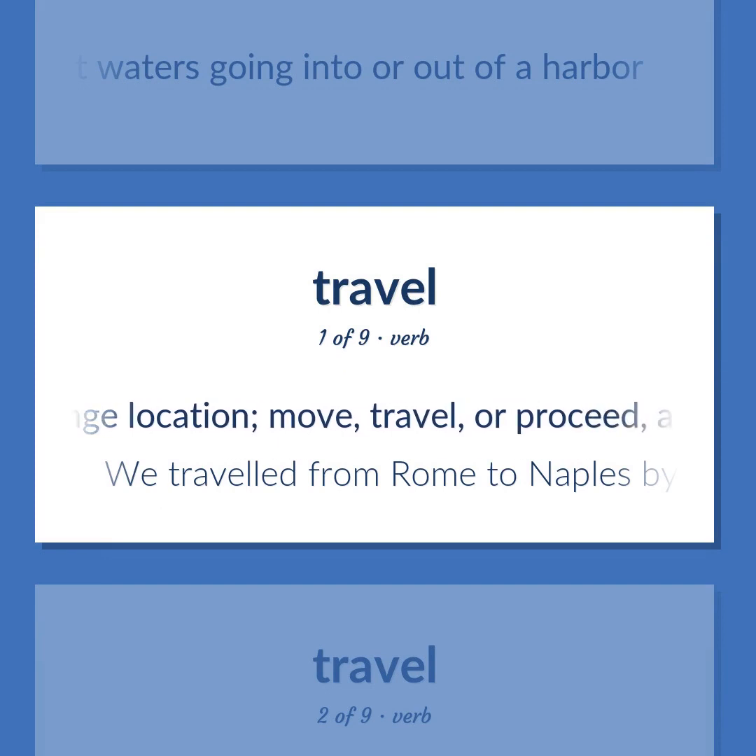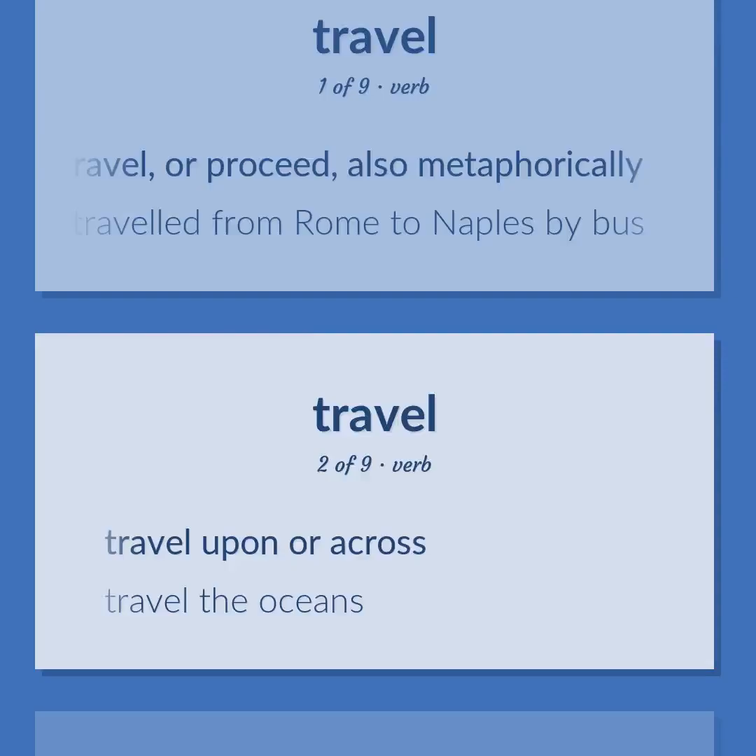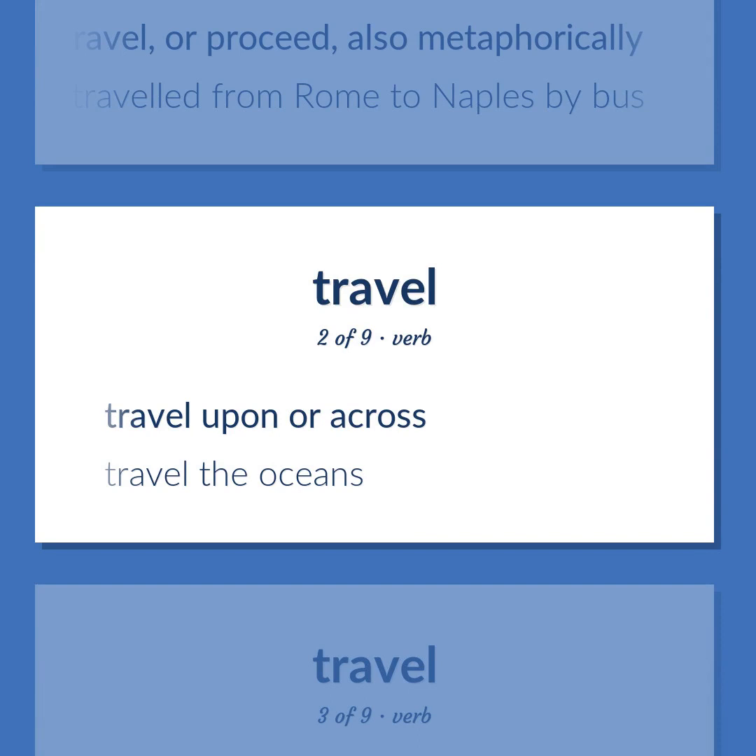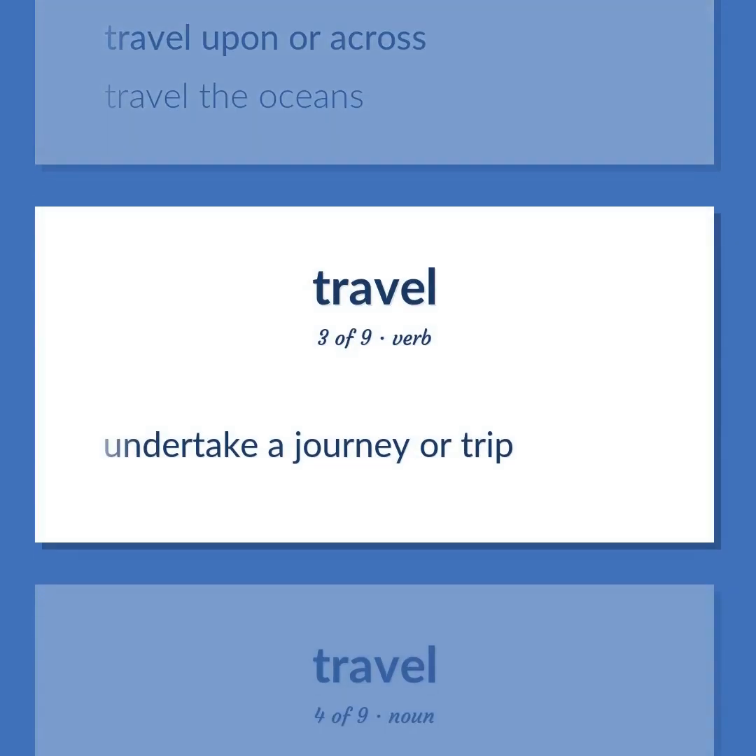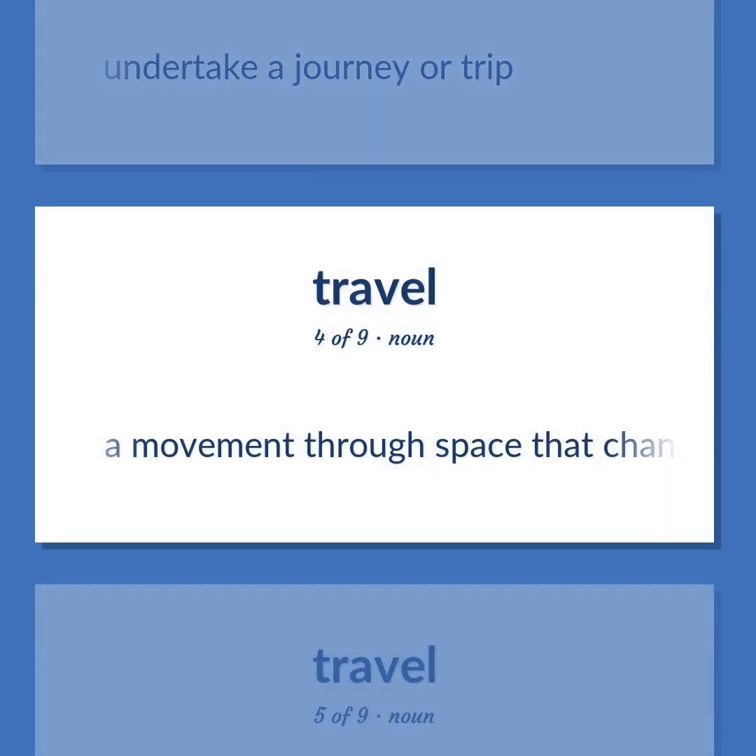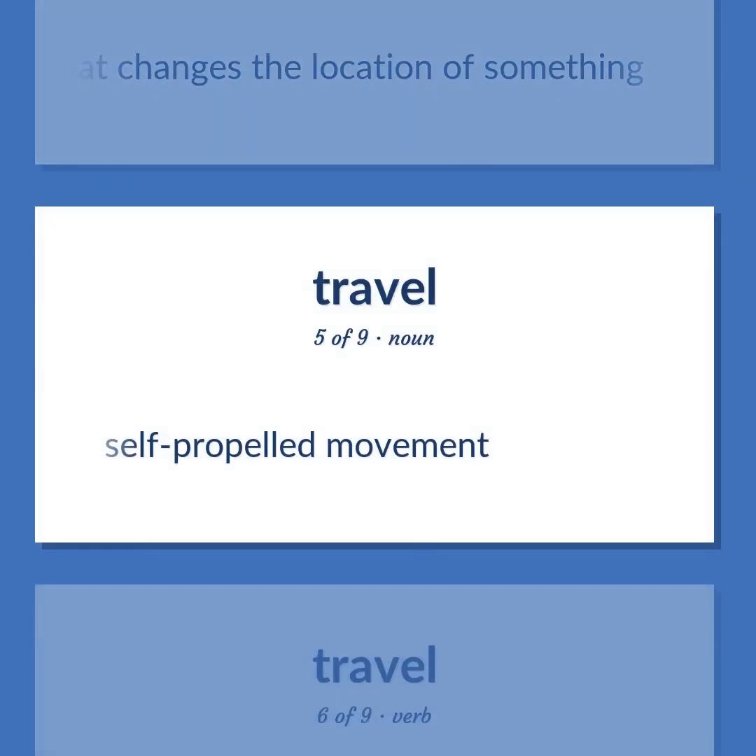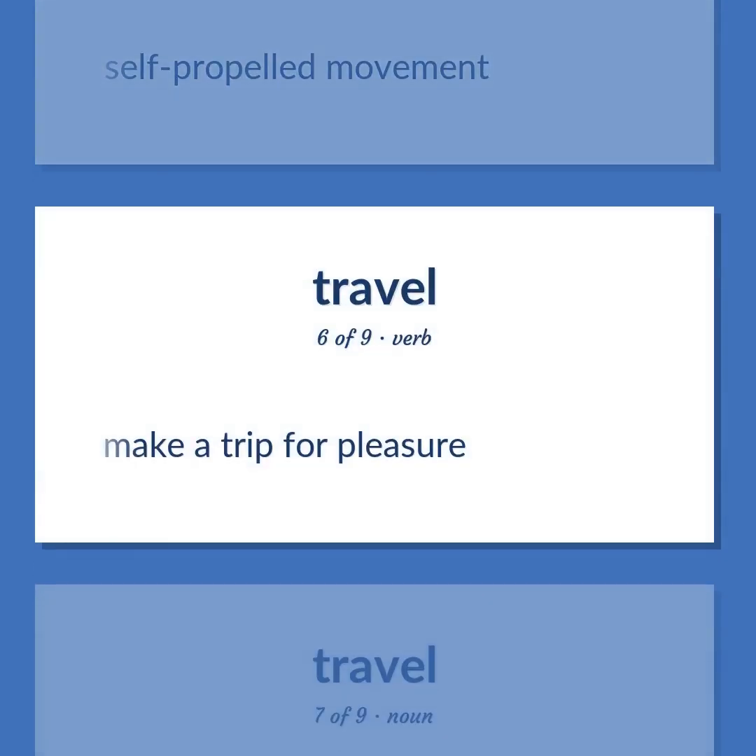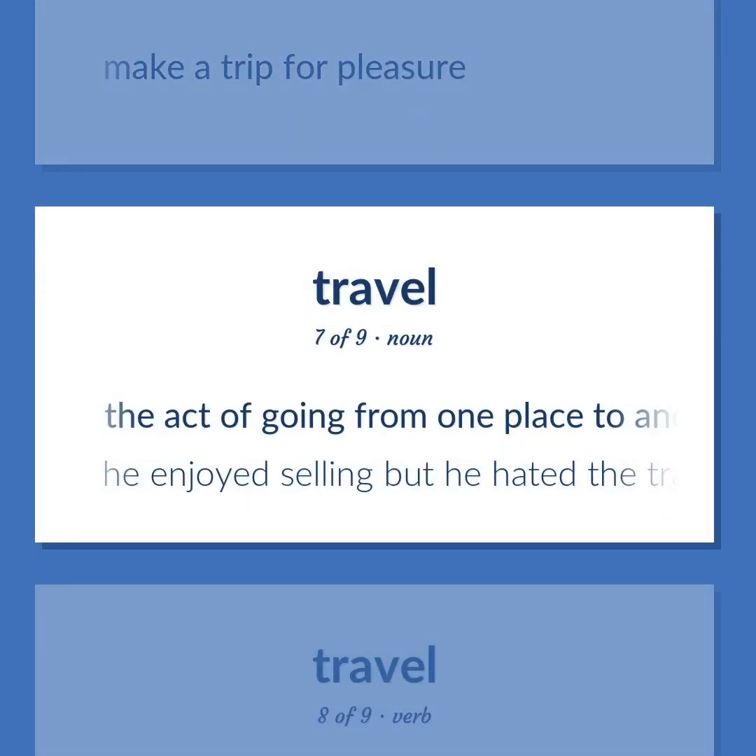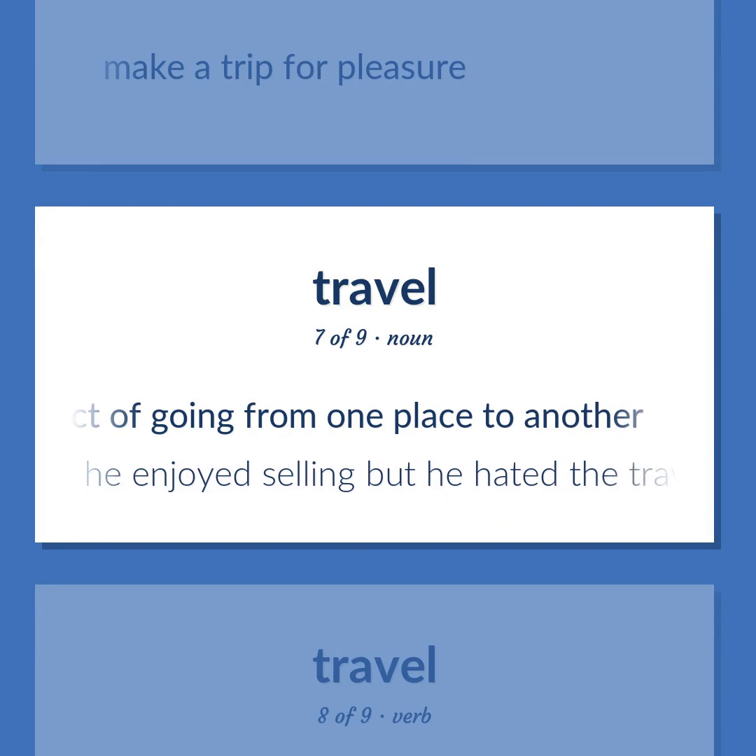Change location. Move, travel, or proceed, also metaphorically. We traveled from Rome to Naples by bus. Travel upon or across. Travel the oceans. Undertake a journey or trip. A movement through space that changes the location of something. Self-propelled movement. Make a trip for pleasure. The act of going from one place to another. He enjoyed selling but he hated the travel.